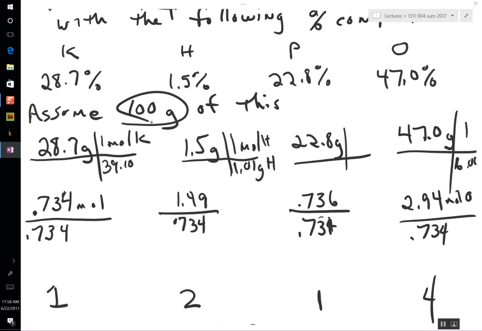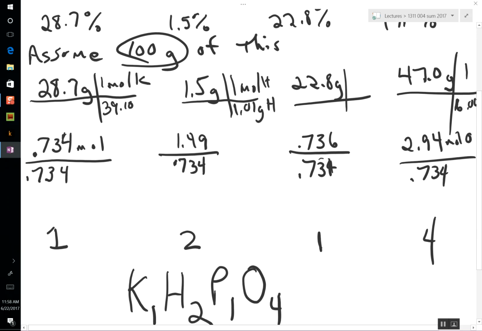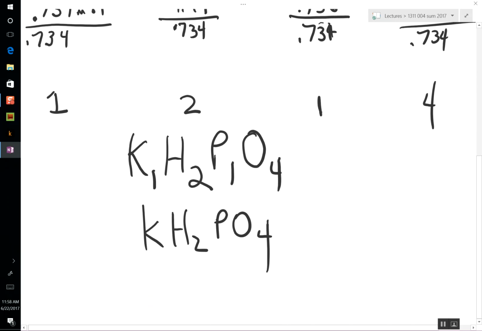Whether it's 100 grams or 7,000 tons, it's 28% potassium. And you would get the same answer. You would just do a whole lot more work. You'd sweat harder. This is a simpler way to do it, or less effort. And that's a pretty good formula right there.